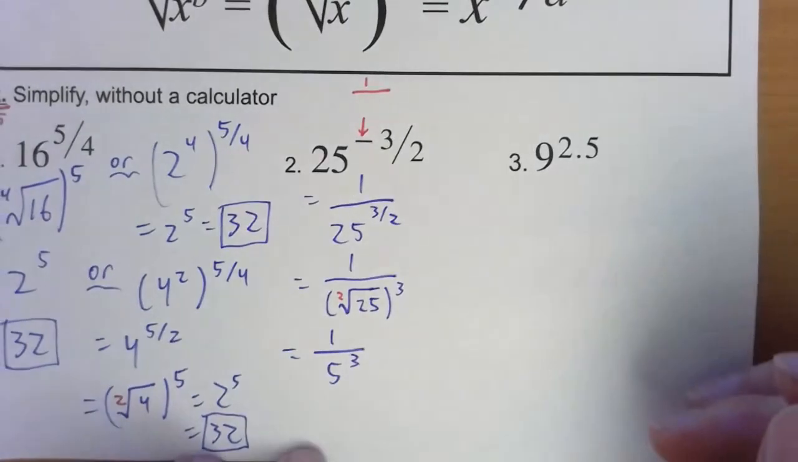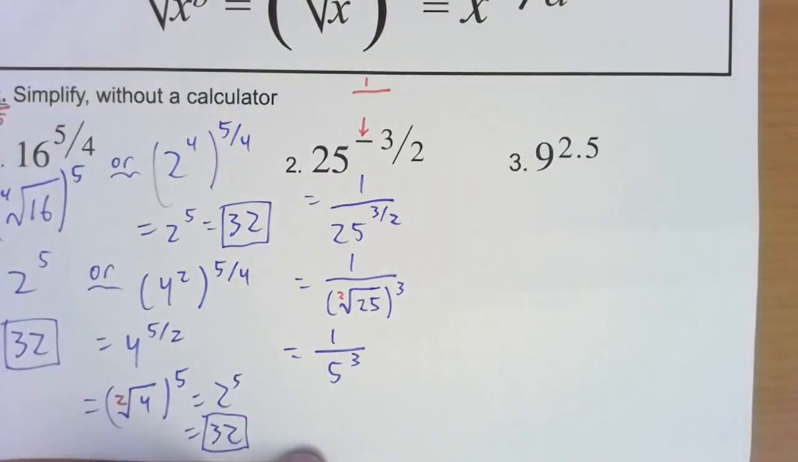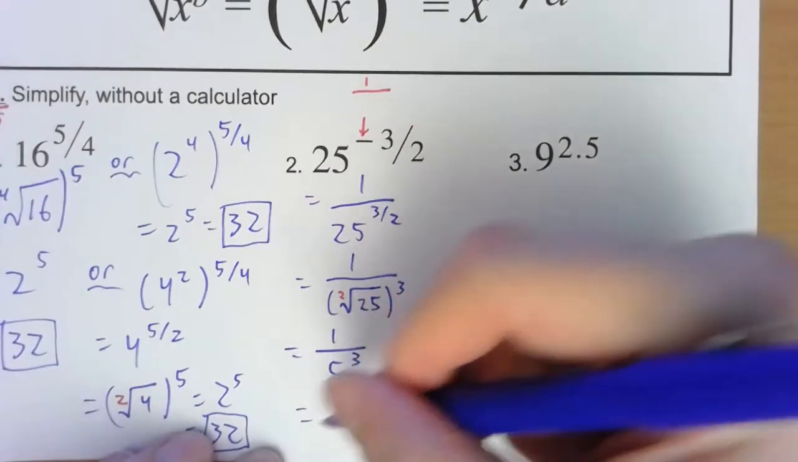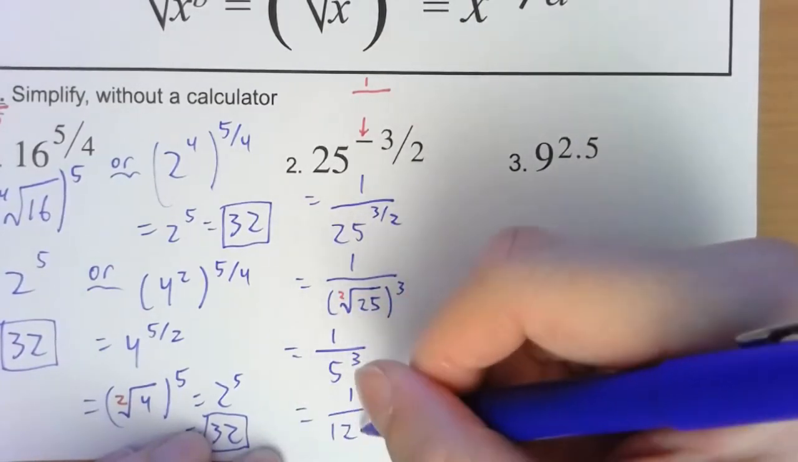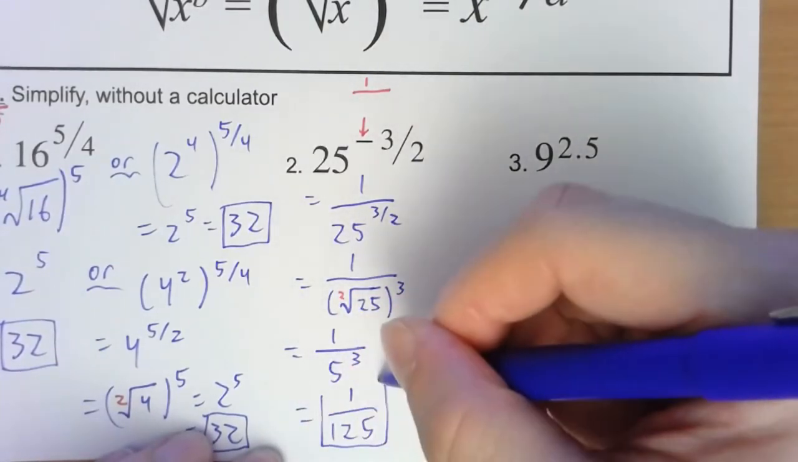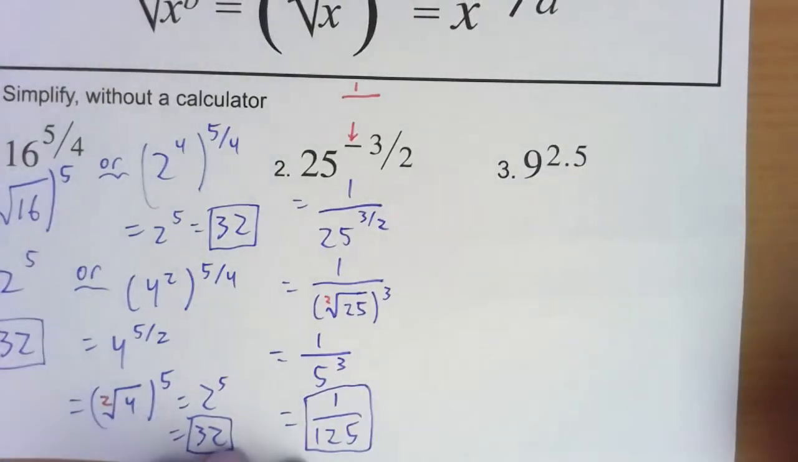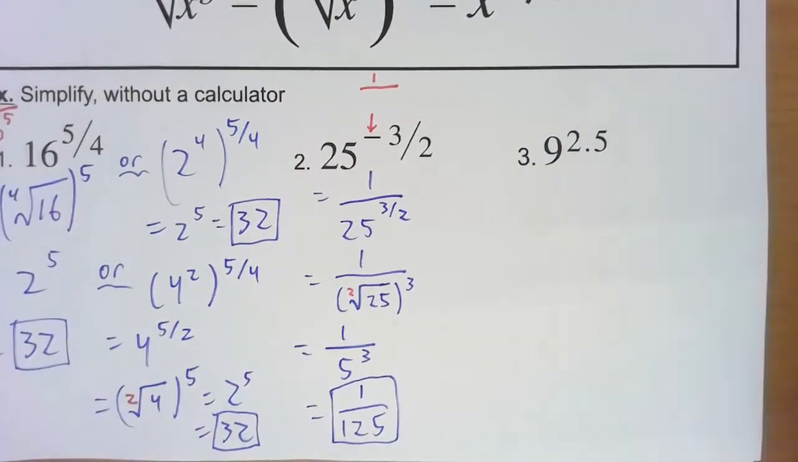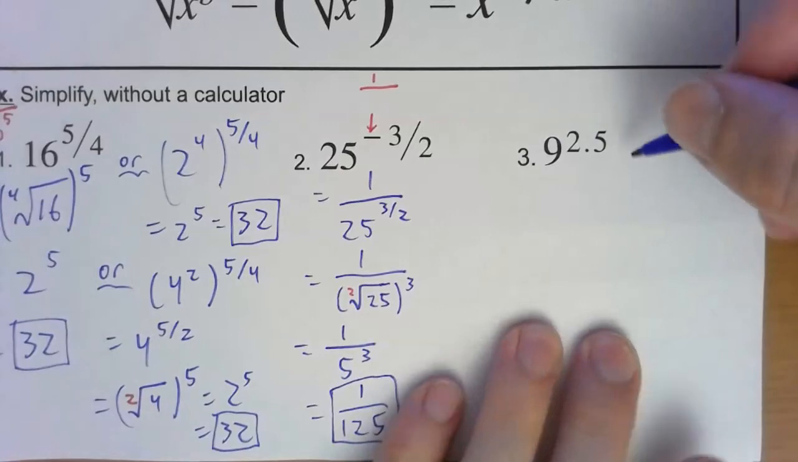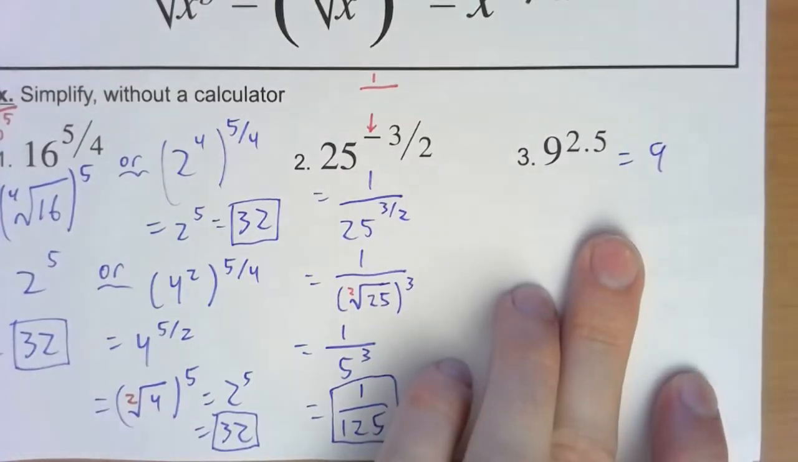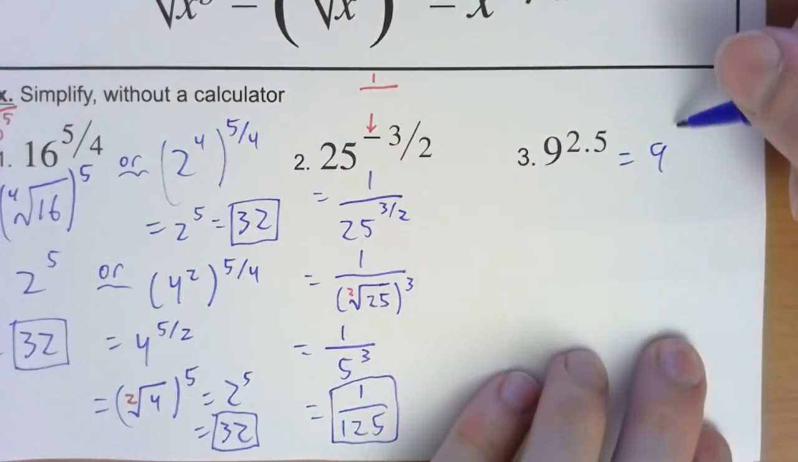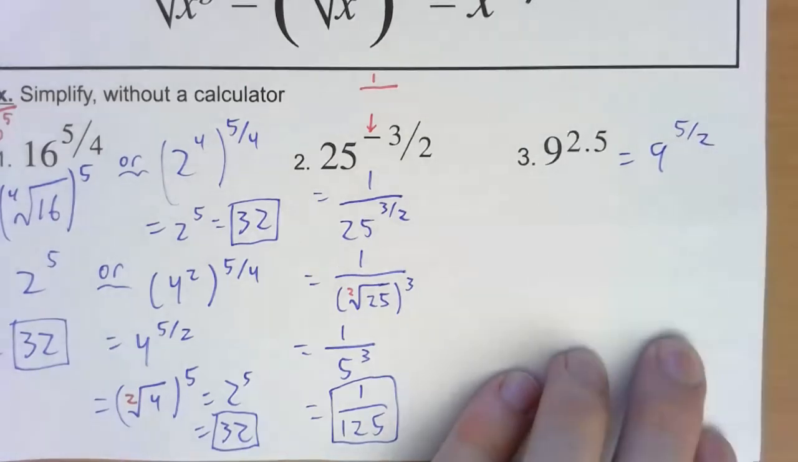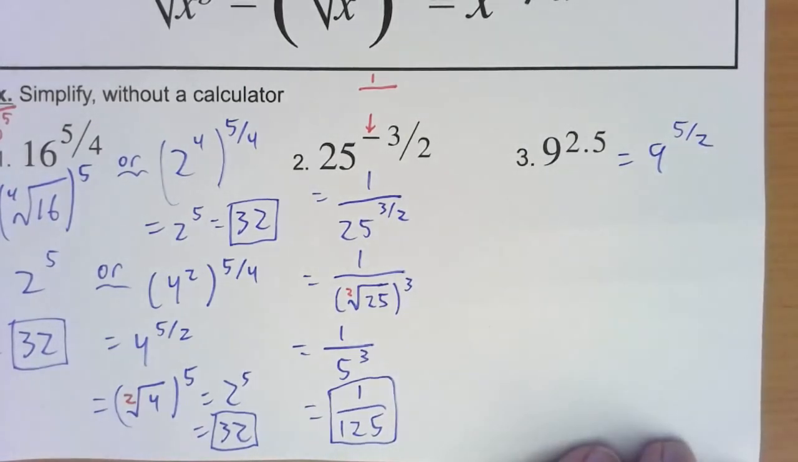If you need to do that multiplication with pen and paper, you can. But it's 25 times 5. 4 25s is 100. And you got an extra 25. So it's 125. 1 over 125. Okay. What about a decimal exponent? Well, of course, decimals and fractions are the same thing. We can convert them, right? So that's 9 to the 5 halves, 2.5, 5 halves.